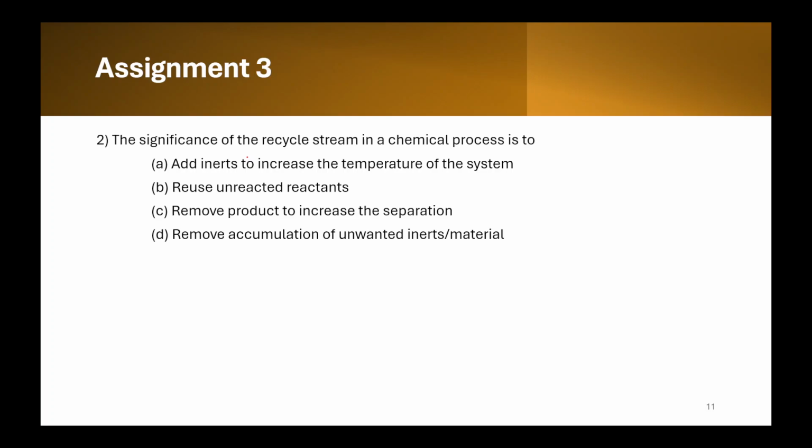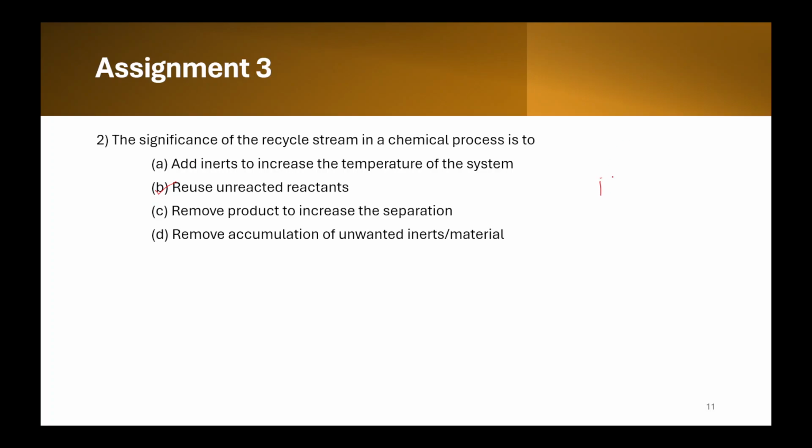So the significance of the recycle stream would not be basically to add the inerts to increase the temperature of the system. This is not the correct answer. Or to remove the product to increase the separation, or remove accumulation of unwanted inerts of material. The correct answer here is reuse the unreacted reactants.